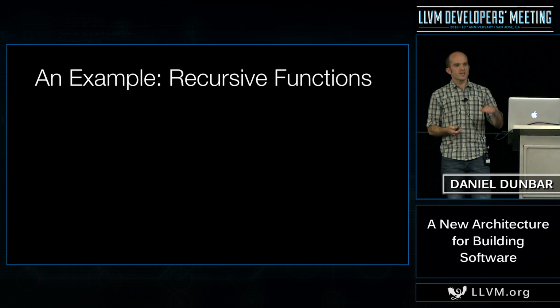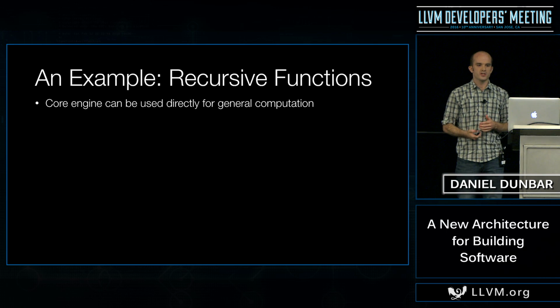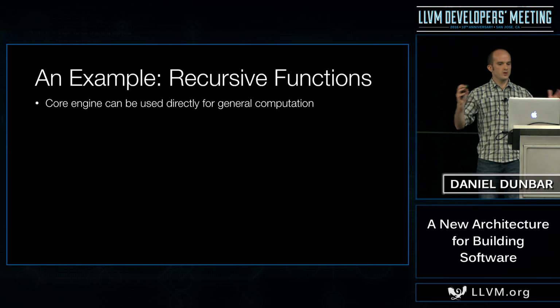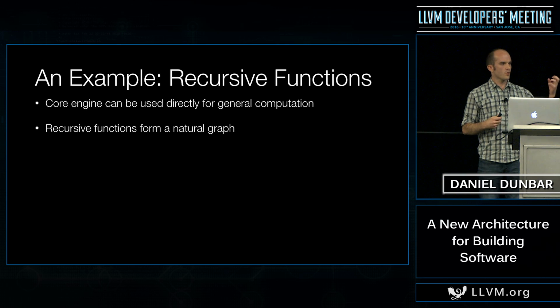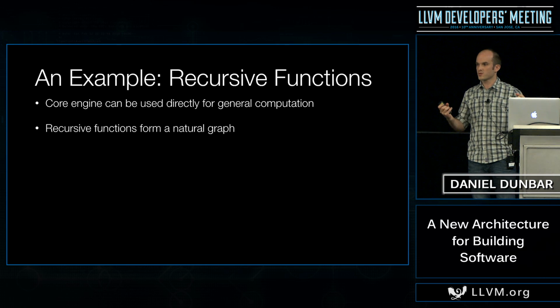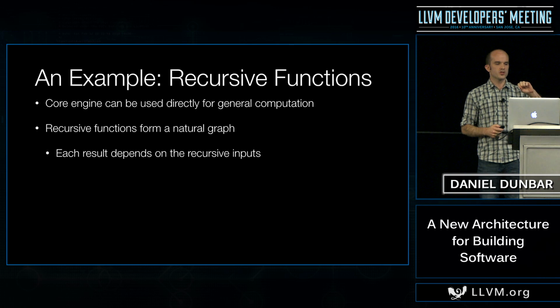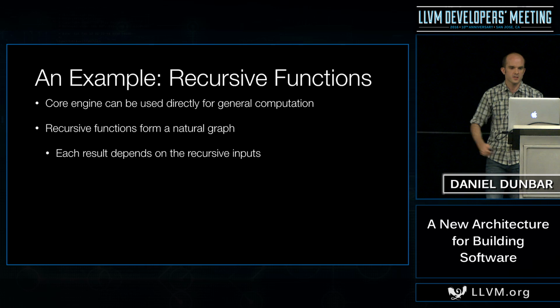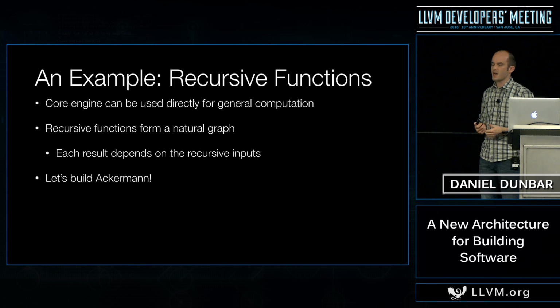So I'm going to step through an example of how you actually use the low-level API to do something interesting, and I wanted to use recursive functions as the example. As I said, the core engine can be used for just general purpose computation. And recursive functions form this natural graph structure, just like builds form a graph, because you can think of each result as depending on its recursive inputs. And if we're talking about recursive functions, a really fun recursive function is the Ackermann function.